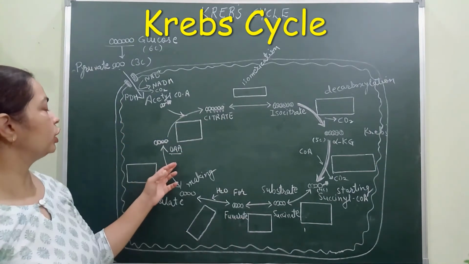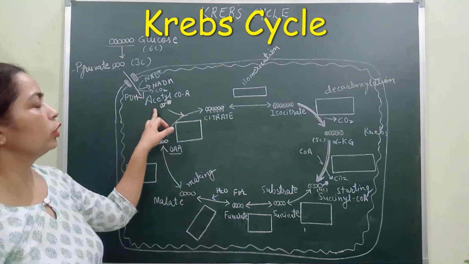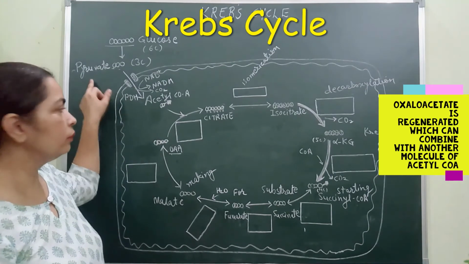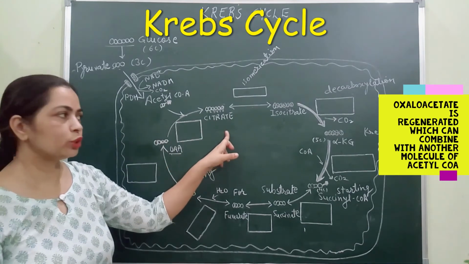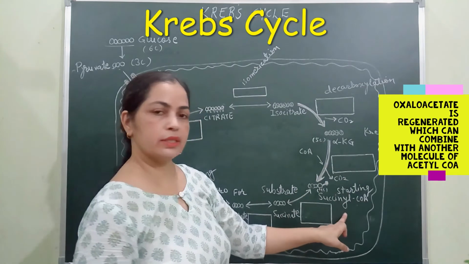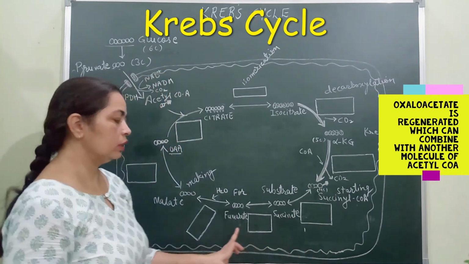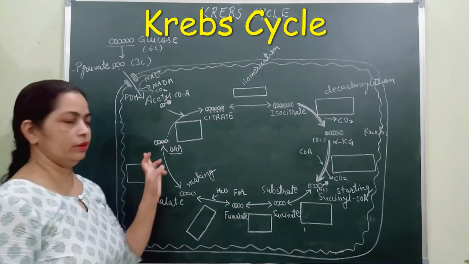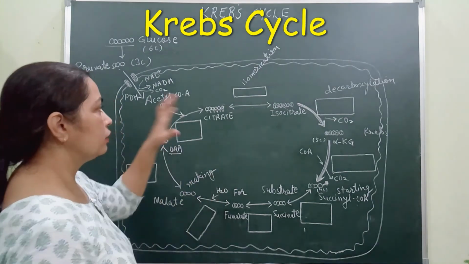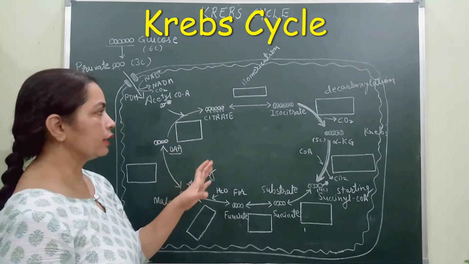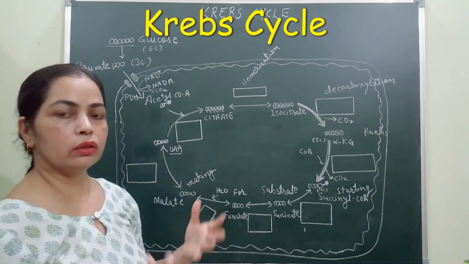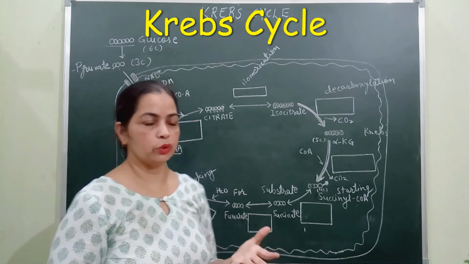Then this molecule of oxaloacetate combines with the next molecule of acetyl coenzyme A, which we got from the second pyruvate, and again there will be formation of citrate, isocitrate, alpha ketoglutarate, succinyl coenzyme A, succinate, fumarate, malate and oxaloacetate. In this way the cycle will continue, and for one molecule of glucose this cycle is repeated twice for complete metabolism of a glucose molecule.